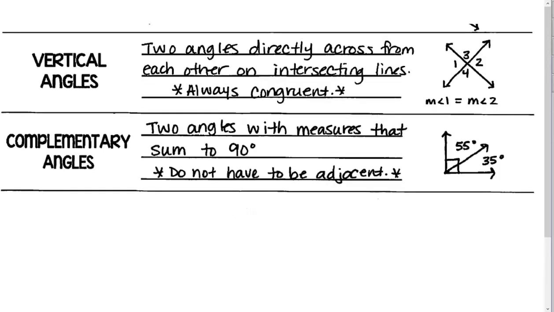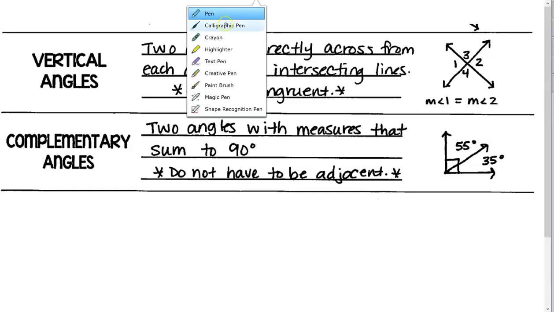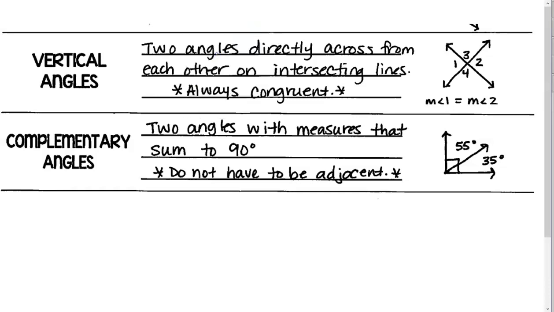If you turn to your vocabulary, these are the vocabulary words we are going to be dealing with in this lesson. First thing we have is something called vertical angles. That is two angles directly across from each other on intersecting lines, and they are always congruent, meaning they're always the same measurement. So we can say that angle 1 and angle 2 are vertical angles. See how they're across from each other?